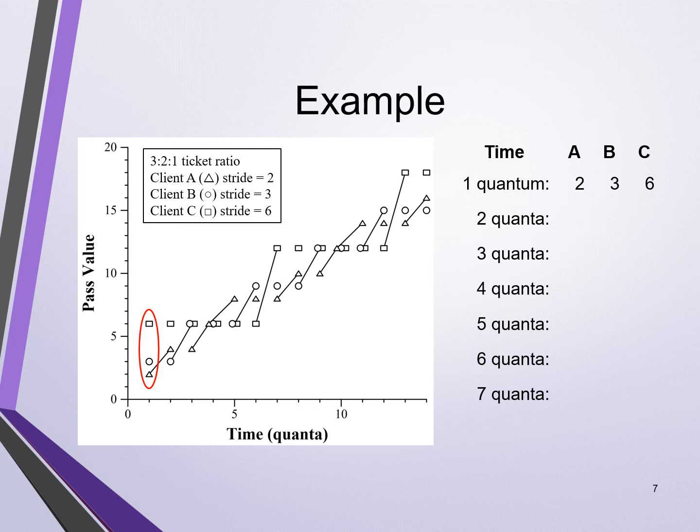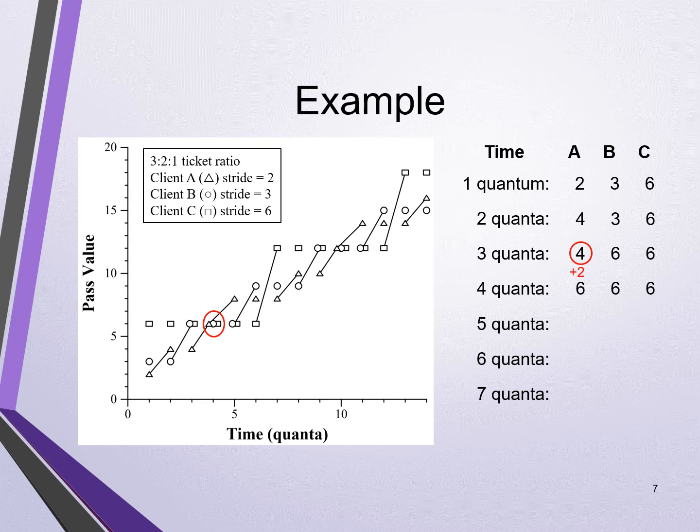At the first or initial quantum, each client's pass is set to its stride. Client A is set to 2, B is set to 3, and C is set to 6. We select the client with the lowest pass, which is client A. Client A has a CPU for a quantum, and its pass of 2 is advanced by its stride of 2 to 4. Lowest pass is now held by client B. Client B has a CPU for a quantum, and its pass of 3 is advanced by its stride of 3 to 6.